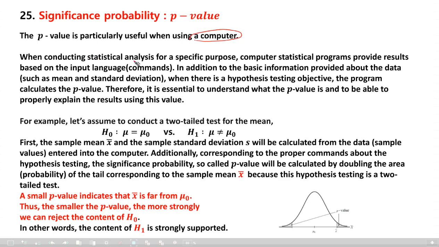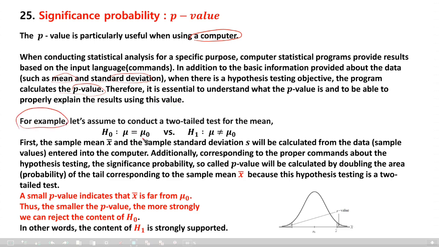When conducting statistical analysis for specific purpose, computer statistical programs provide result based on input language, right? In addition to the basic information about mean or standard deviation and some more basic information, when there is a hypothesis testing objective, the program calculates p-value. Okay, therefore it is essential to understand what the p-value is and be able to properly explain the result using this p-value.